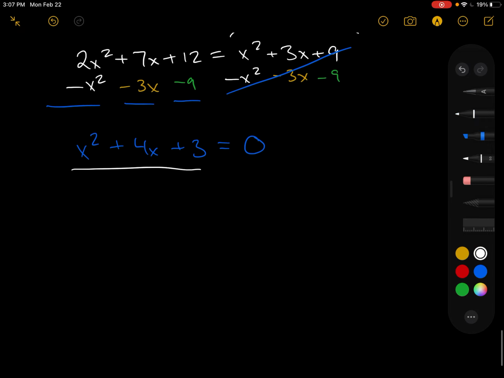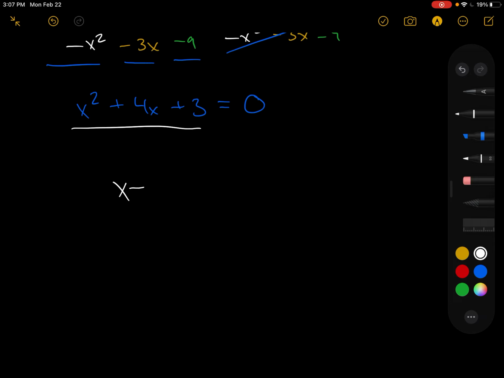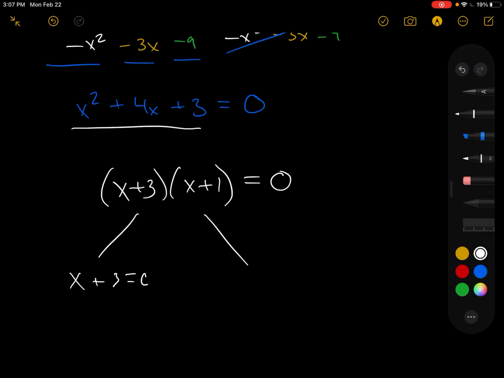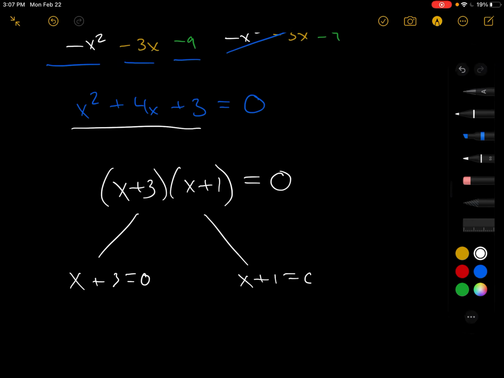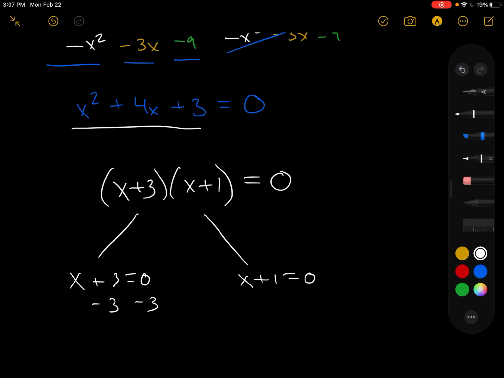So we can put this in a box right here. When we factor this, we'll get x plus 3 and x plus 1. And then we can bring these into their individual parts and set them equal to 0. So subtract 3 from both sides, x equals minus 3. Subtract 1 from both sides, x equals minus 1.